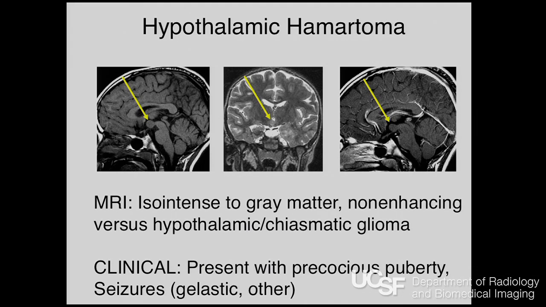So I teach my residents and fellows that when they are looking for a seizure focus on an MR scan of a child with epilepsy, the last thing you should always look at is the hypothalamus. And when they're very sessile, they can be tough to see, so you need very thin section, high resolution imaging in order to evaluate for the possibility of a hypothalamic hamartoma.